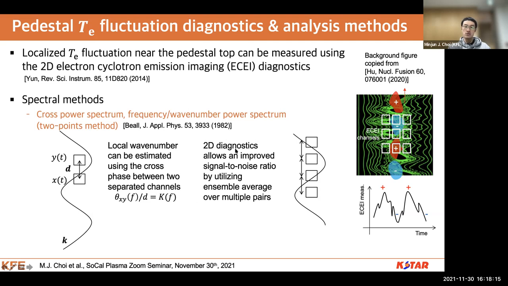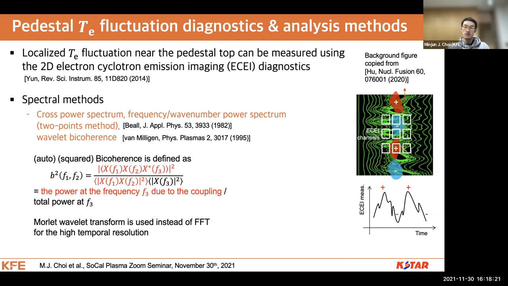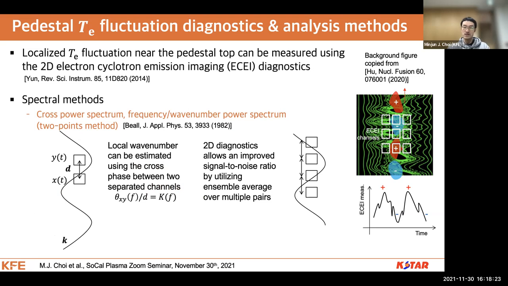And the ECEI diagnostic, 2D diagnostics, allows us to improve the signal to noise ratio by utilizing multiple pairs of channels. The multiple ensemble average over these multiple pairs will improve the signal to noise ratio. So this is the second analysis.